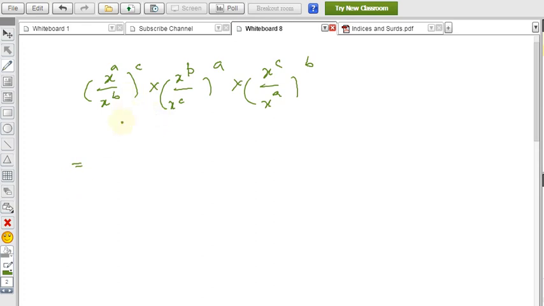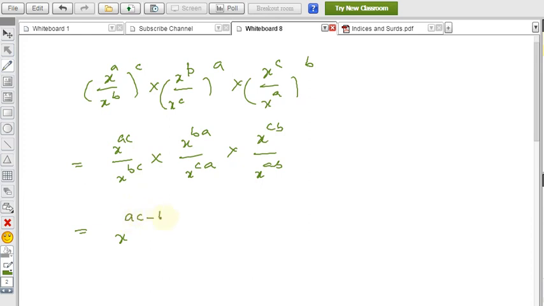So first one, a power m by a power n. So x to the power, otherwise the power is split, x power ac by x to the power bc, because power I am splitting, x to the power ba by x to the power ca, x to the power cb by x to the power ab. Then base is same, powers you can subtract when it is numerator and denominator, that is ac minus bc, x to the power ba minus ca, x to the power cb minus ab.